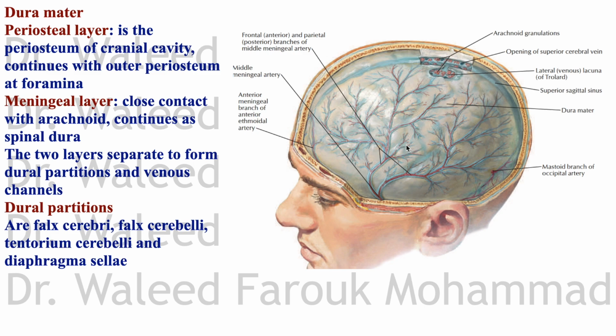It forms dural partitions like the falx cerebri, the falx cerebelli, tentorium cerebelli, and diaphragma sellae. Two of these are vertical, the falx cerebri and the falx cerebelli, and two of these are transverse or horizontal, which are the tentorium cerebelli and diaphragma sellae.